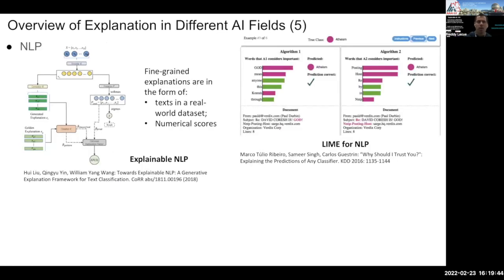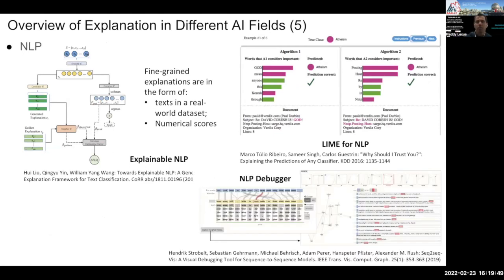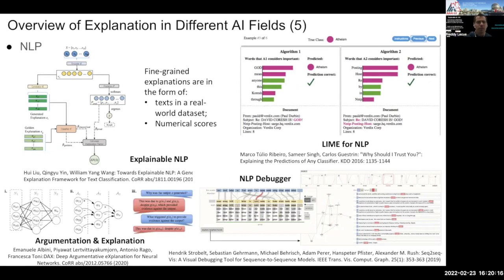In NLP, again, I mentioned the attention mechanism, but there are techniques like LIME that could be used. There are also techniques and tools, like the NLP debugger, helping understand attention between terms. So again, can you use attention mechanisms as an explanation? I think you need to be careful about the interpretation that you're doing, but it's a good start. And argumentation and explanation is also still in the NLP space.